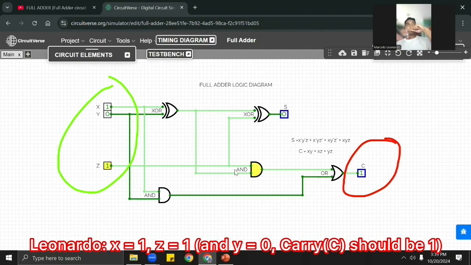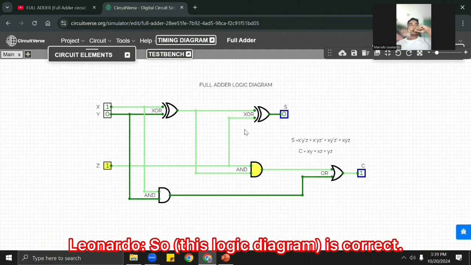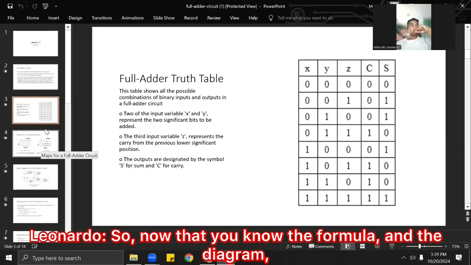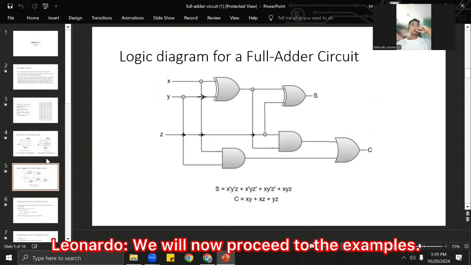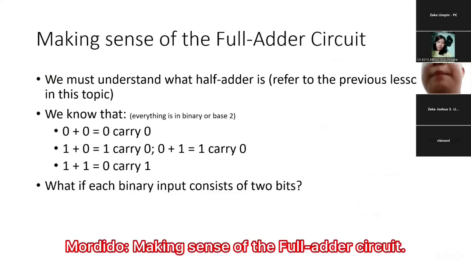Therefore, conclude, tama, tama. So now that you know the formula and the diagram, we should now proceed to the example. Making sense of the full adder circuit.